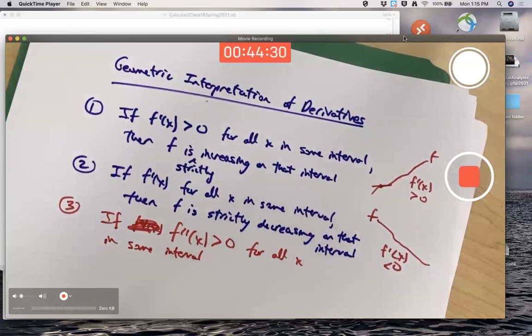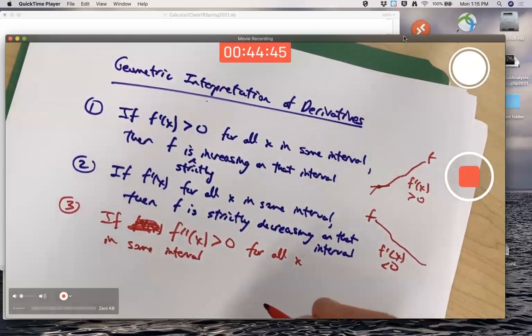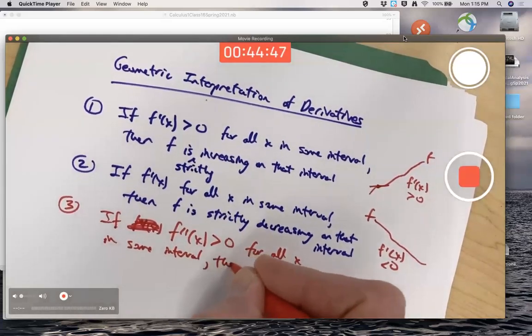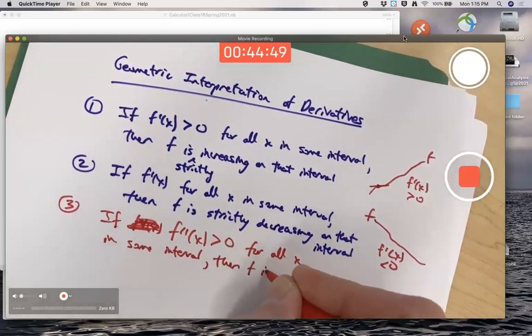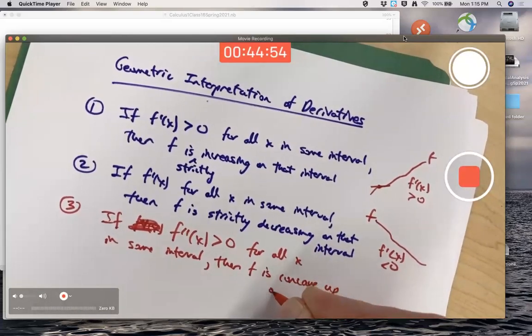Like if f prime is positive at some number, like 0, if f prime of 0 is positive, that does not mean f is increasing near 0. I will show you examples of that probably on Wednesday or something, but not today. Then we can conclude that f is what's called concave up on that interval.